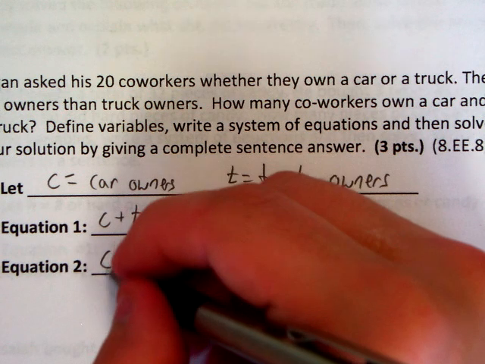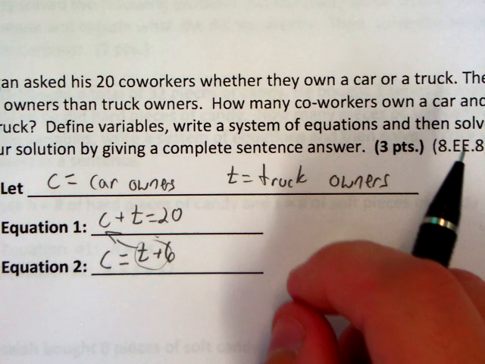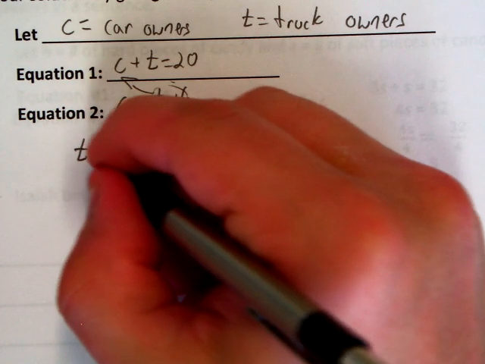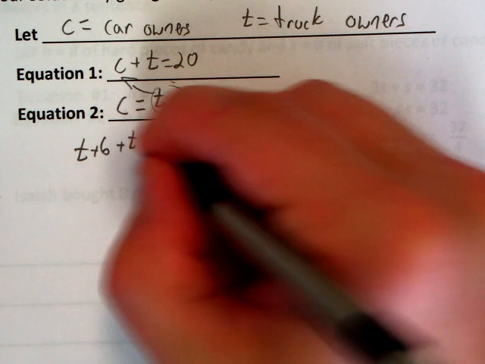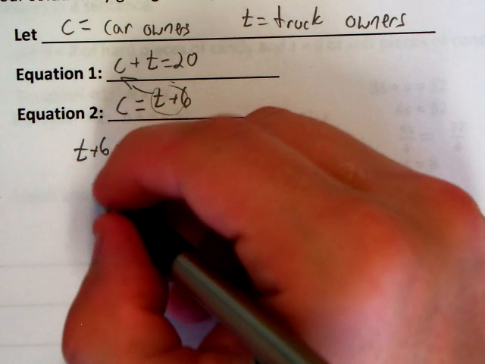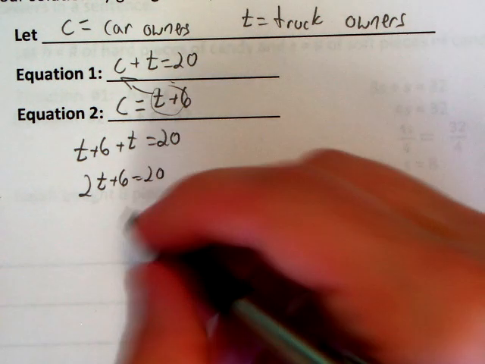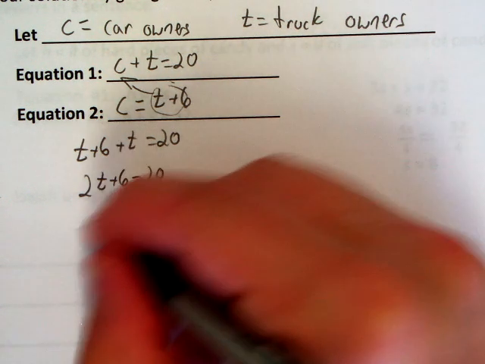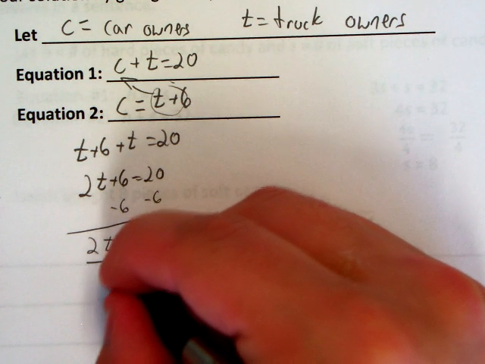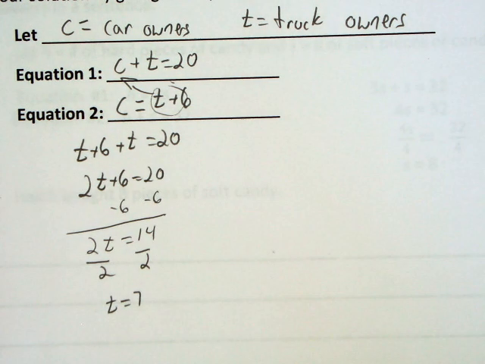This is a really, really good one for substitution because I have a C equals. So I can substitute this, T plus 6, in for C. So I have T plus 6 plus T equals 20. Combine like terms, I have 2t plus 6 equals 20. Subtract 6 from both sides to start solving my two-step equation. So I have 2t equals 14. Divide both sides by 2, I get t equals 7.